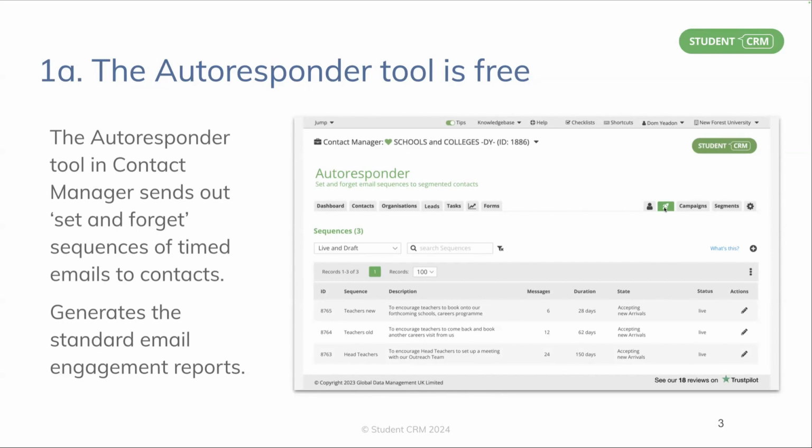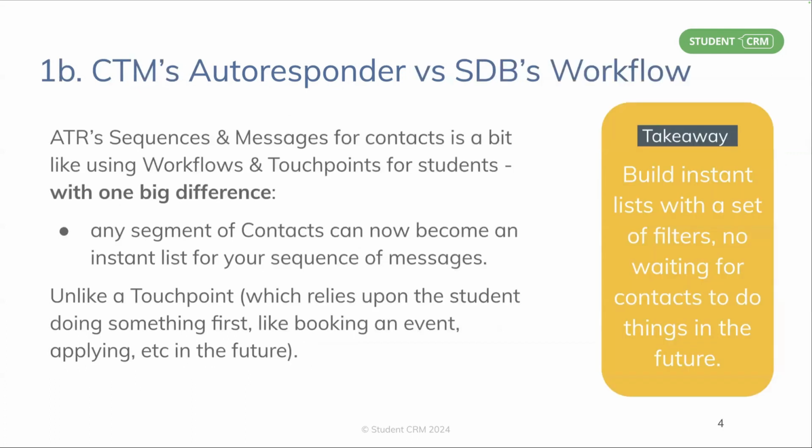So what does it do? Well, it allows you to send out set-and-forget sequences of timed emails. And of course, as with all of the comms that leave our platform, it generates standard email engagement reports, so you can see which of your contacts is engaging with which of your autoresponder messages.